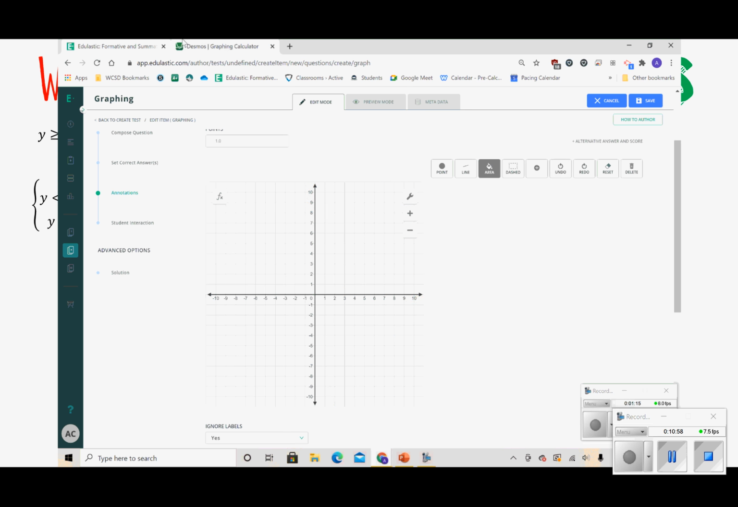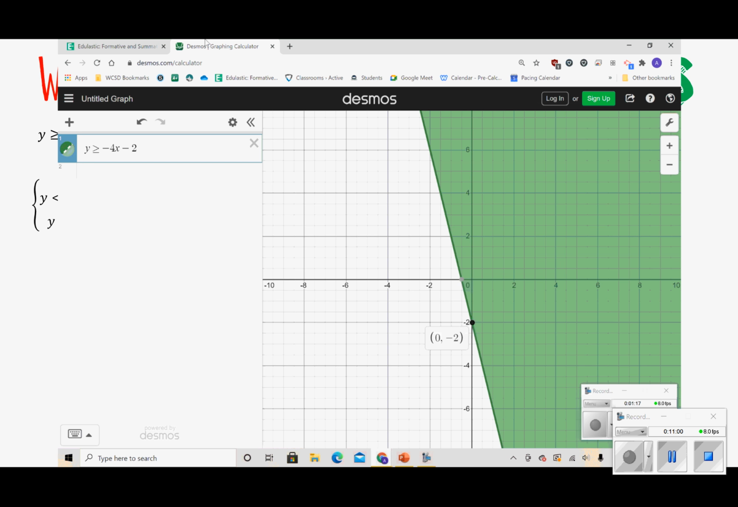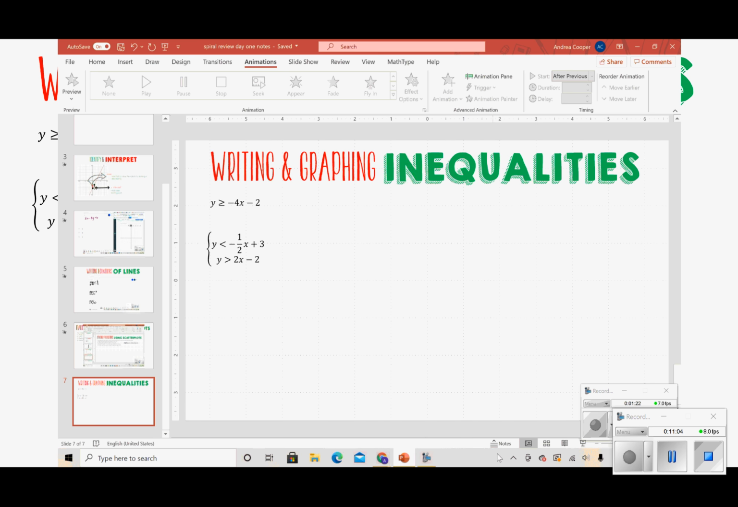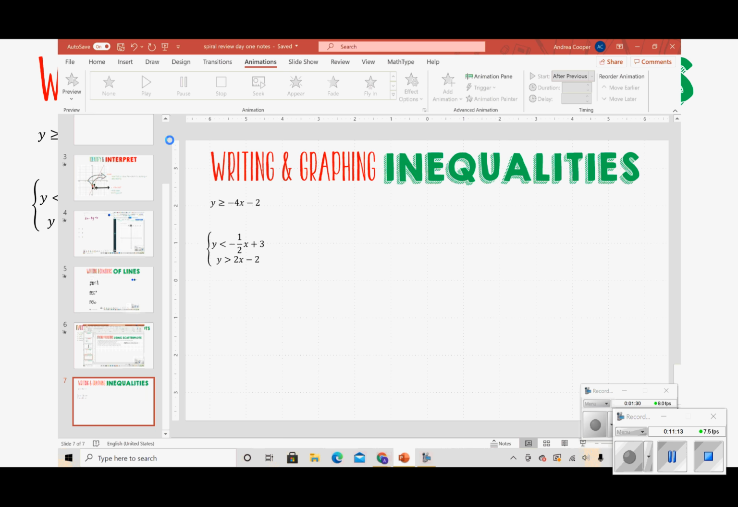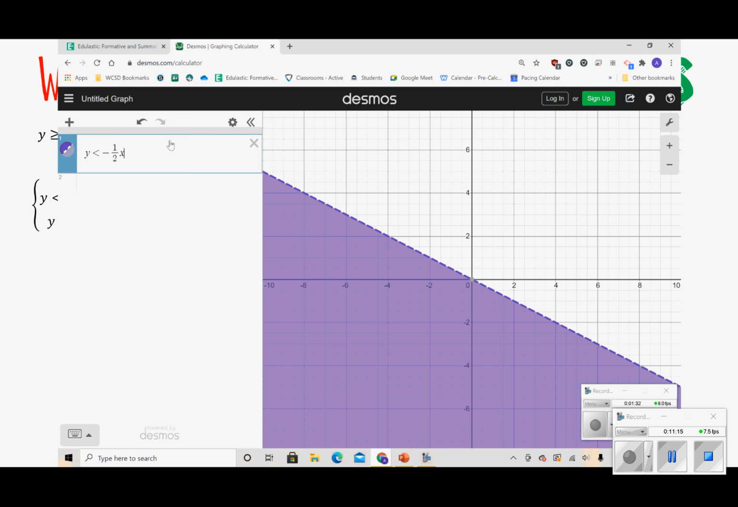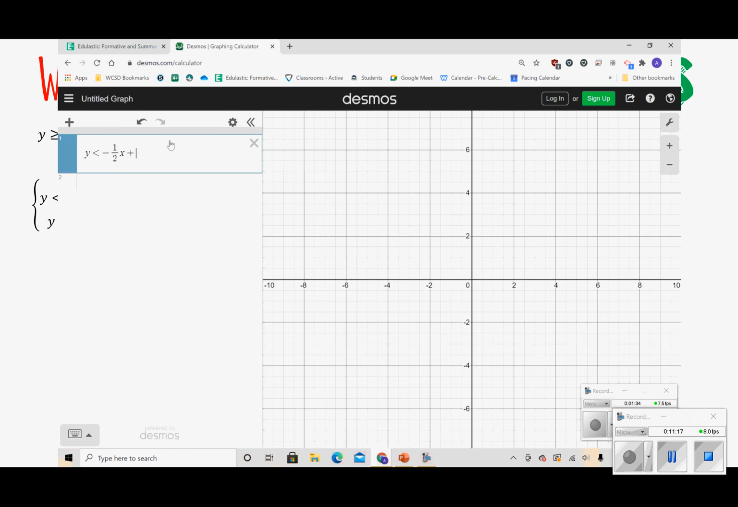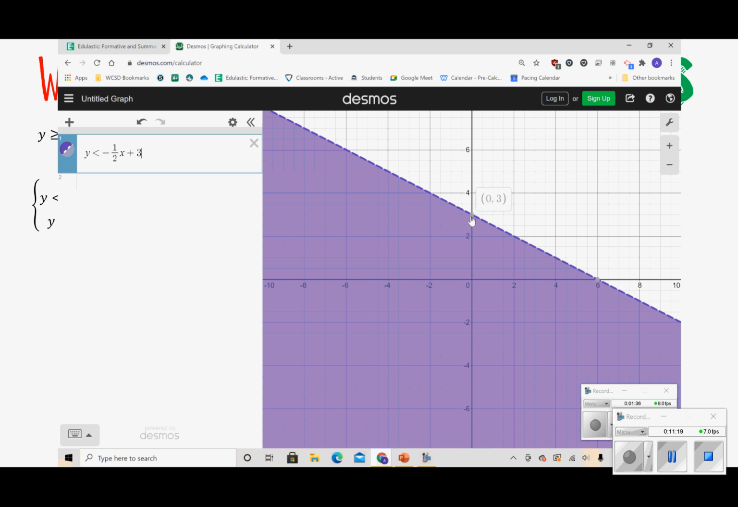Undo that, show you another one. So that's just graphing a regular inequality. There's the first one. Now we have a system that we're going to graph. So I'm going to get this one out. So y is less than negative 1/2 x plus 3. So those 2 points are good to use.